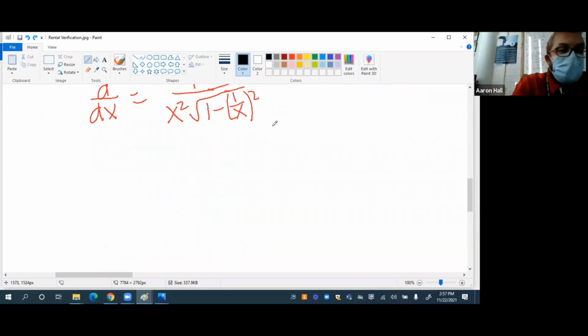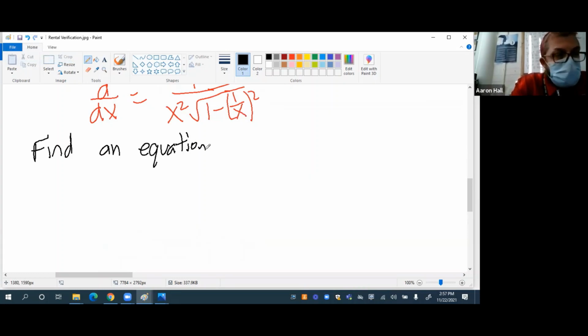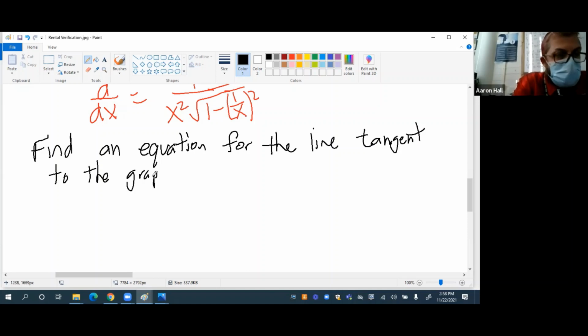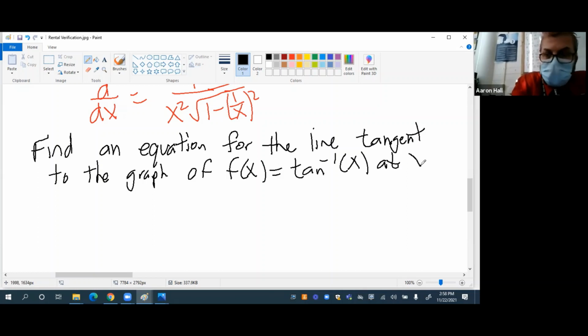Go. I want to find an equation for the line tangent to the graph of f of x equals the inverse of tangent of x at x equals 1.